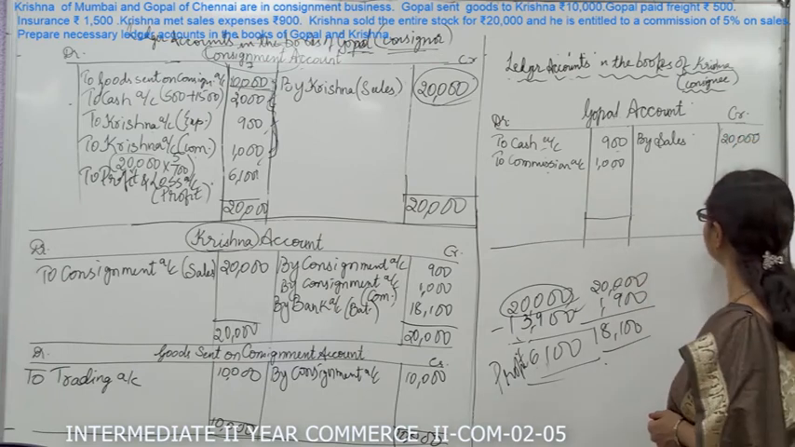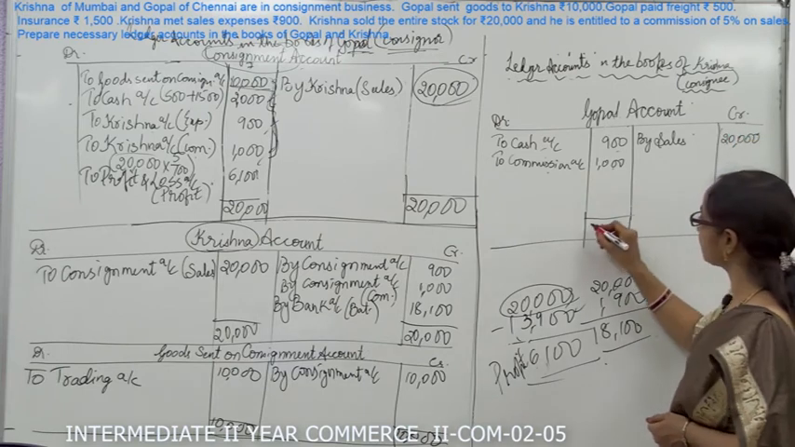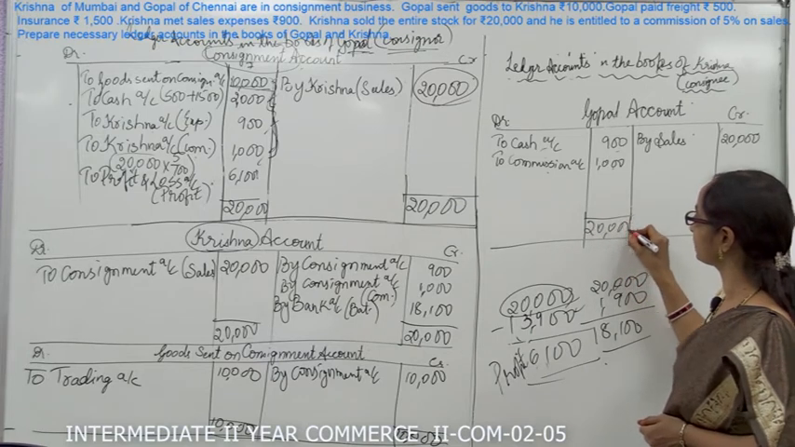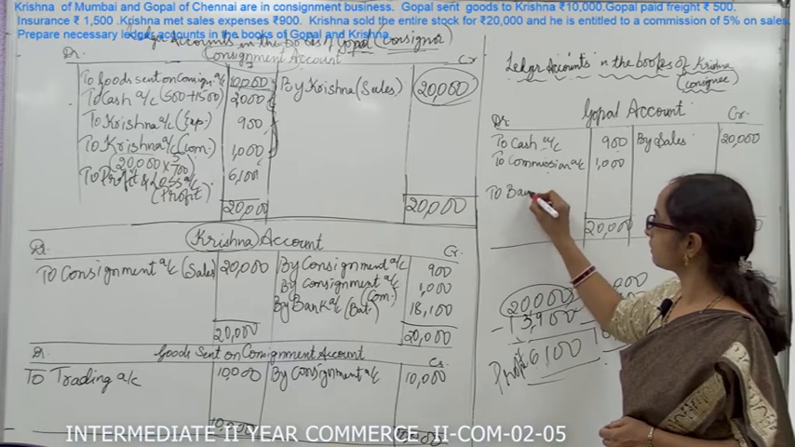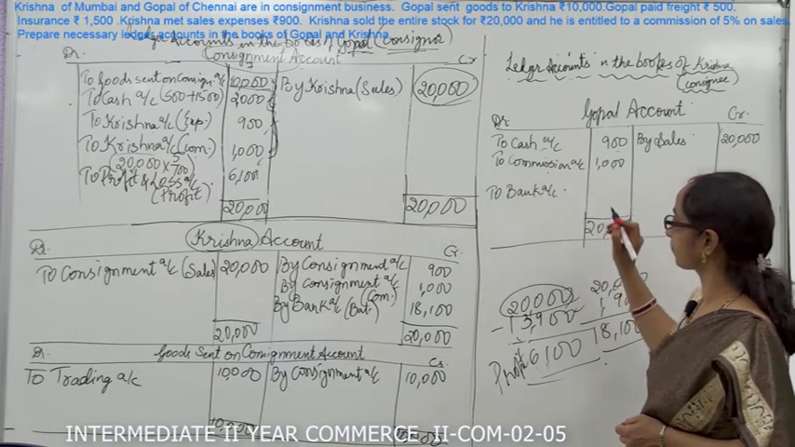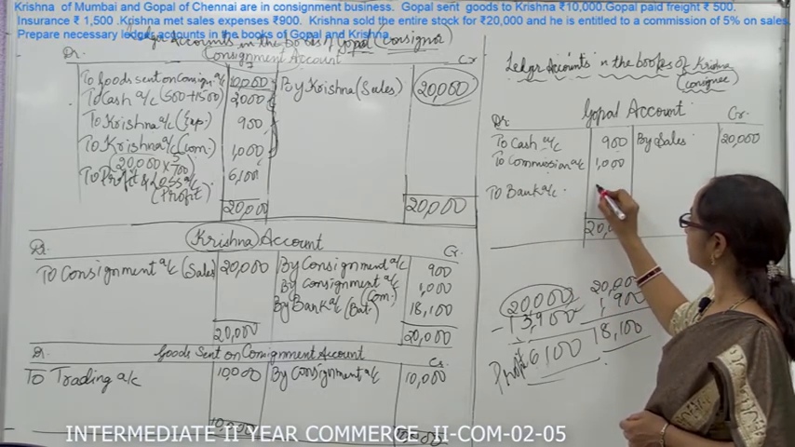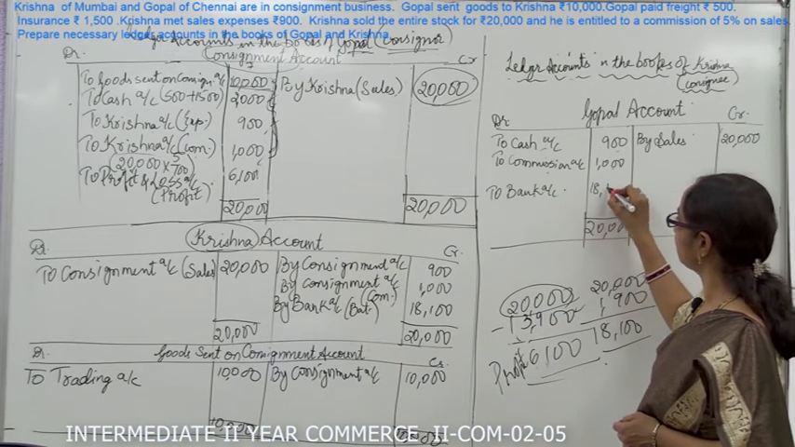Now it would be, they deduct the balance amount and send only the remaining amount. So once again, to bank account. See, 18,000.